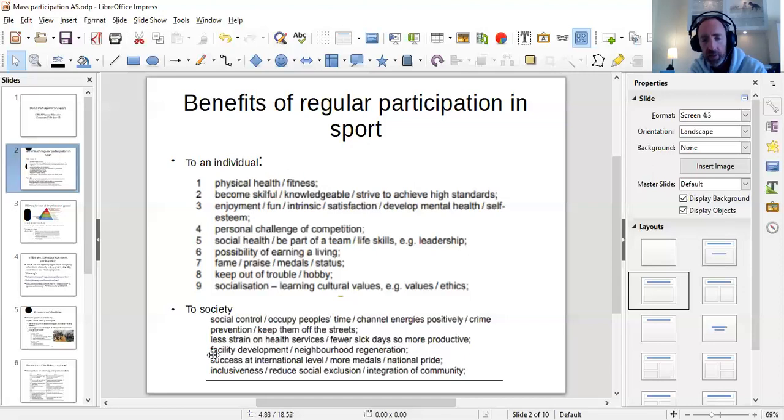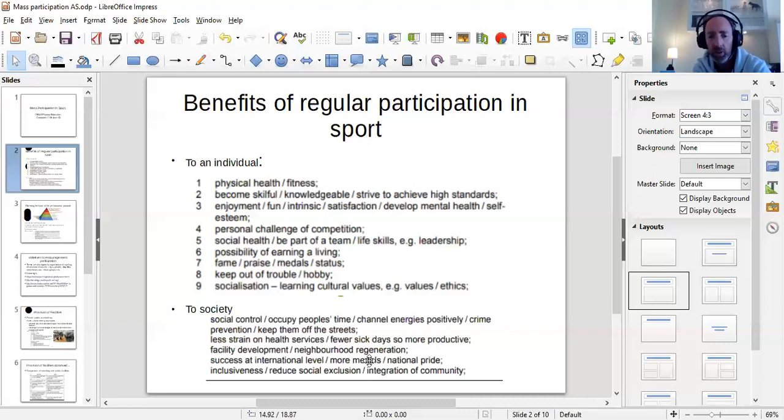Benefits to society: if there's increased participation, there's going to be increased demand, and that's going to lead to more facilities being provided. This is going to happen within communities and neighbourhoods, and we'll see regeneration. You've got those public facilities, maybe run-down basketball courts, but if there's a demand and people want to play, they're going to get done. They're going to be improved. Another benefit to society: success at international level, more medals, and this leads to national pride.